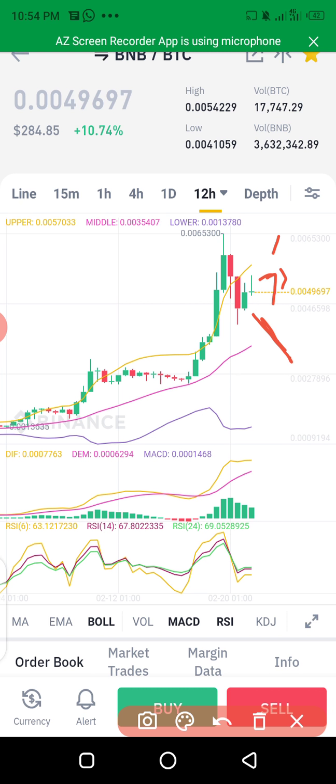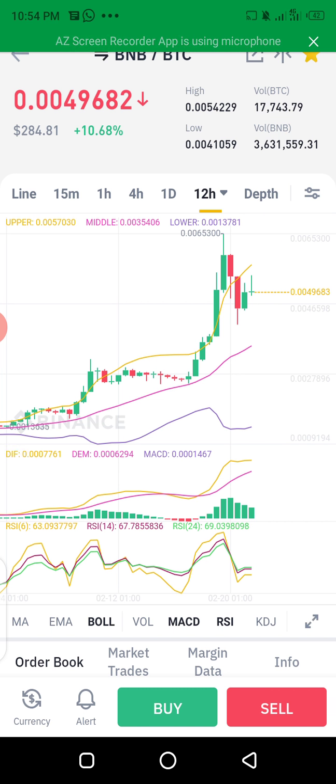To be on the safer side, you must wait for this candlestick to close. Maybe if this candlestick closes in blue, if it closes around here, the bulls will continue. It is an upward priority. Candlesticks are also very important in trading.